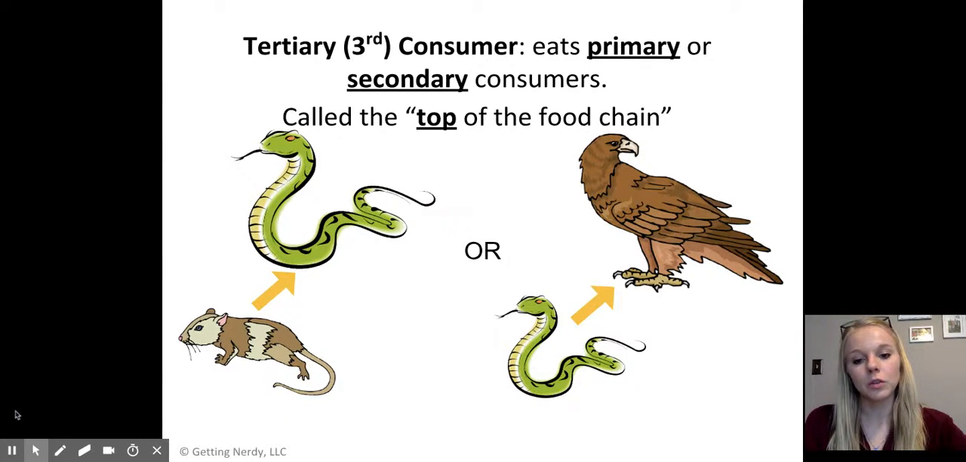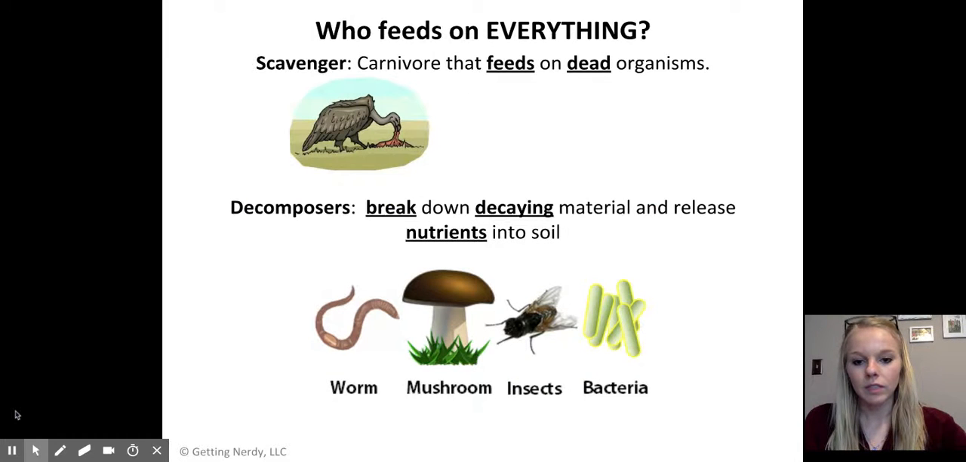However, there are usually no more than 4 trophic levels because the amount of available energy at these levels would be too small to sustain life. Scavengers and decomposers are still part of the food chain, but do not occupy a trophic level. Decomposers, however, have an important role of returning nutrients to the soil. Plants need these nutrients to grow, so without decomposers, the rest of the food chain would not exist.